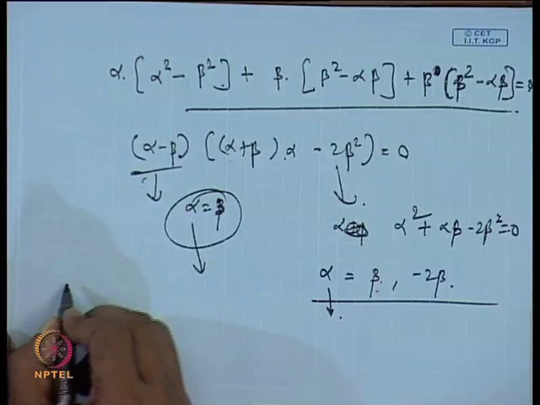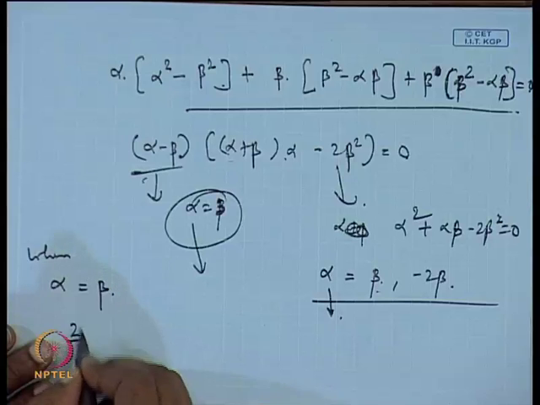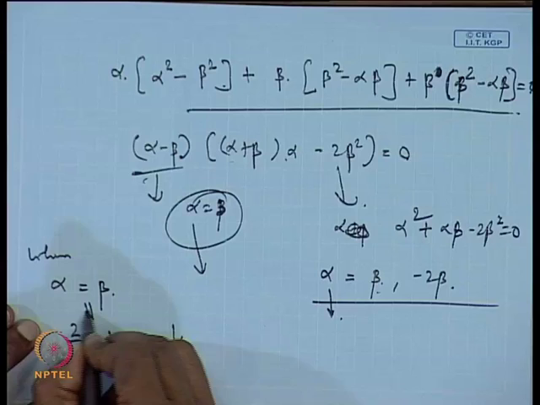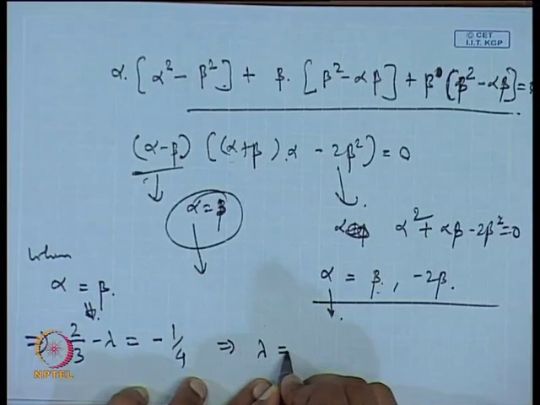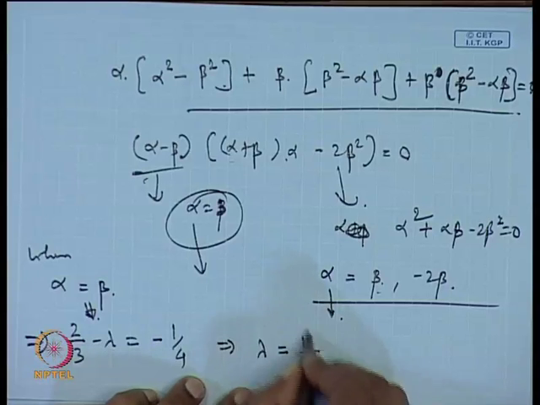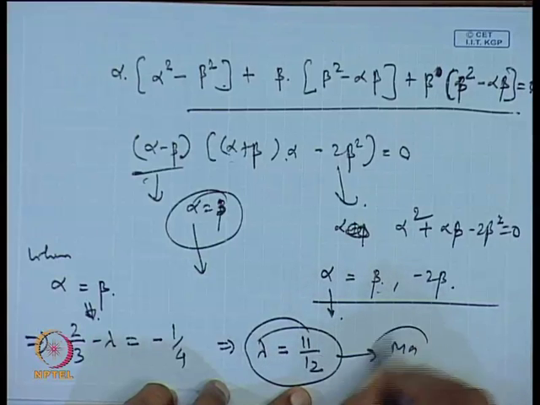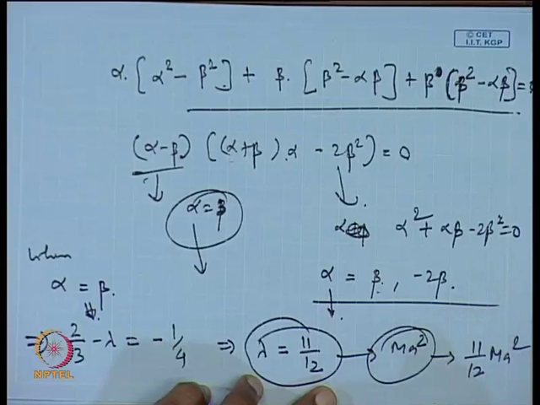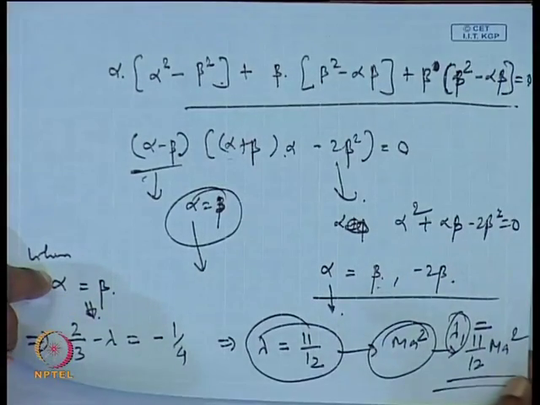So, when alpha equal to beta, you can see that alpha is nothing but 2 by 3 minus lambda, and beta you have taken as minus 1 by 4. So, alpha equal to beta implies this, and this implies lambda equal to 11 by 12. And then if we multiply it by m a square, the principal moment of inertia you get as 11 by 12 m a square. So, this is your lambda 1 equal to this quantity. Okay. Similarly, we can solve the other ones.